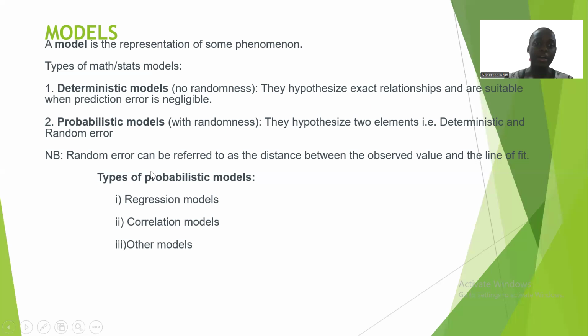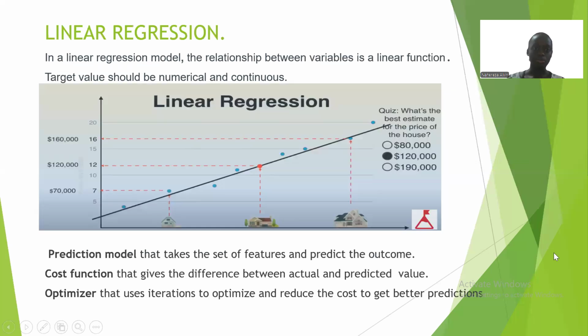So we have 3 types of probabilistic models. We have regression models and correlation models plus other models. So let me talk about regression. Before, we talked about regression under supervised learning, and this just deals with continuous and numerical values. Linear regression just shows the ratio between variables, and it's going to use a linear function to do that. So according to this illustration, these are just prices, prediction of prices.